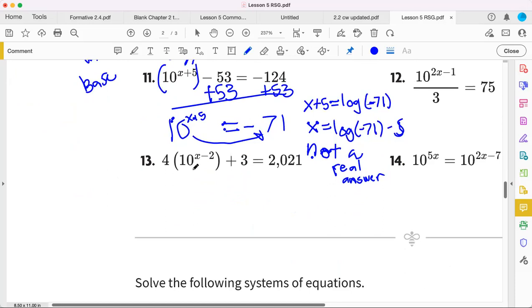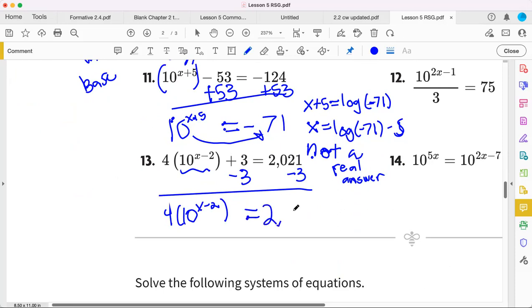However, with 13, we can do some damage here. Trying to isolate this, first you should get rid of this 3. Probably the easiest thing to pick on. That leaves you with 4. I see a lot of students try to distribute the 4 into this 10 and whatnot. I would reconsider. I don't know if that's the best approach. Keep them separate. This leaves you 2018. What a year that was. What were you doing in 2018?